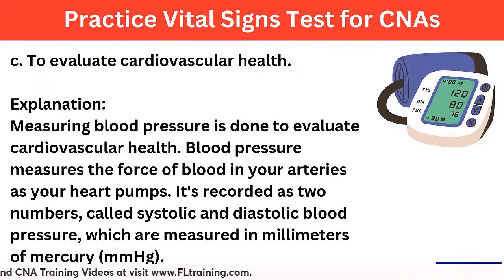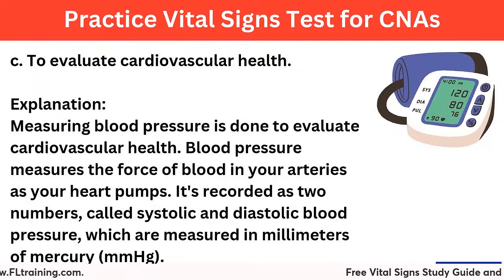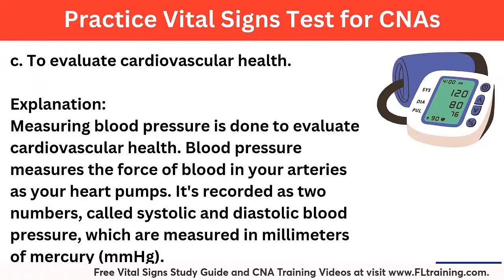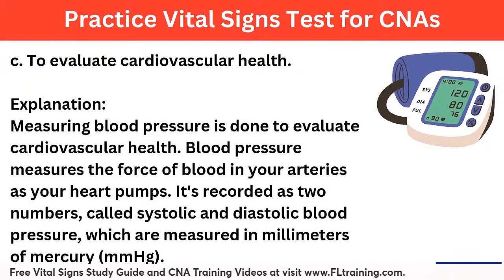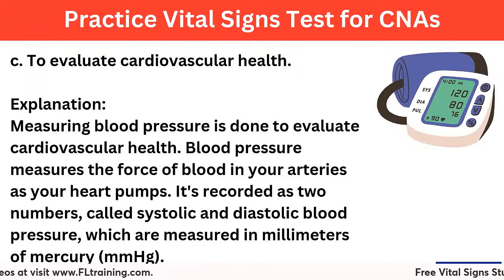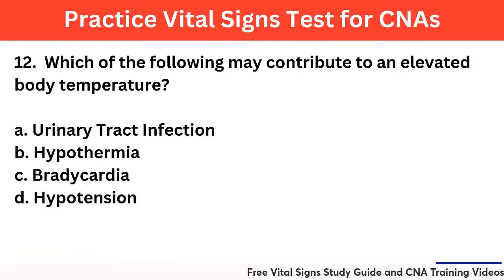The top number is called the systolic number, and that's the pressure against the arteries as the heart pumps blood. And the second number, the diastolic number, is the pressure in the arteries when the heart relaxes, when it rests, and it allows the heart to refill with blood. And it's always measured in millimeters of mercury, or mm Hg.